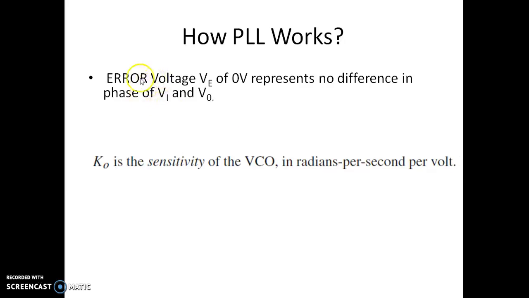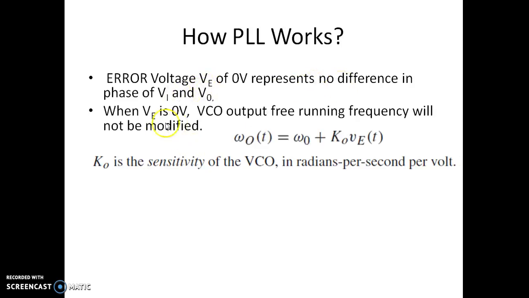Now let us assume that this error voltage VE of 0 represents no difference in the phase of VI and V naught, because this VE of 0 is coming from the VD passing through a low pass filter. Since VD is 0, VE is also 0, this indicates there is no difference. When VE is equal to 0, the VCO output frequency will not be modified.